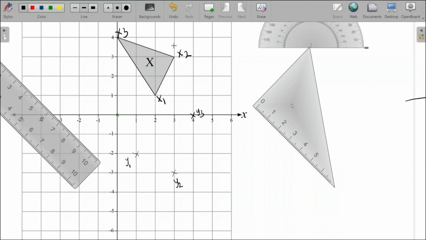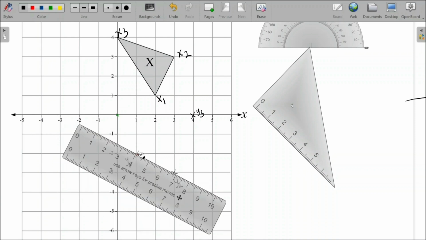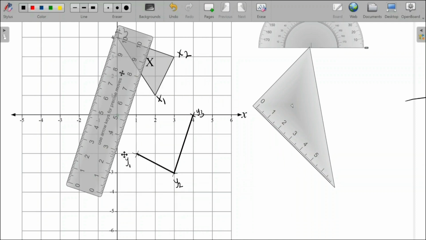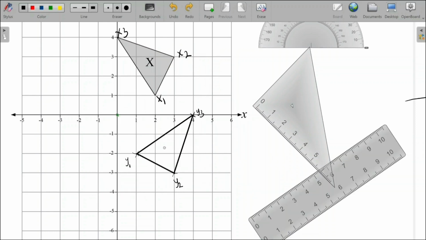So with the 3 labeled points on triangle X, we've been able to get the 3 corresponding points on triangle Y. We now join the points to make triangle Y. Let's join y1 and y2 first. Then we join y2 and y3. Then y3 and y1 to make triangle Y. We now have triangle Y, which is a 90 degrees clockwise rotation of triangle X about the center of origin, which is point X is 0, Y is 0. Hope you understand.